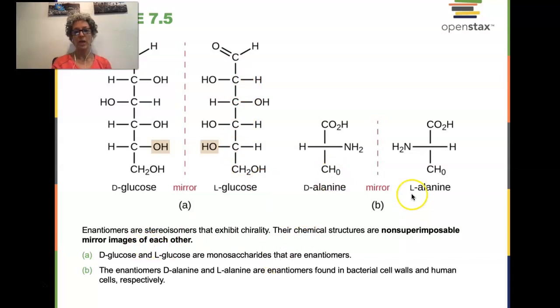There are also enantiomers of amino acids. There's D-alanine and L-alanine. So the D-alanine is found in bacterial cell walls, and the L-alanine is found in human cells.